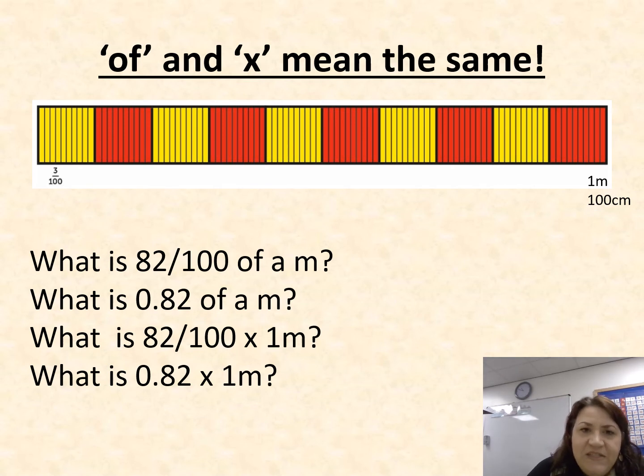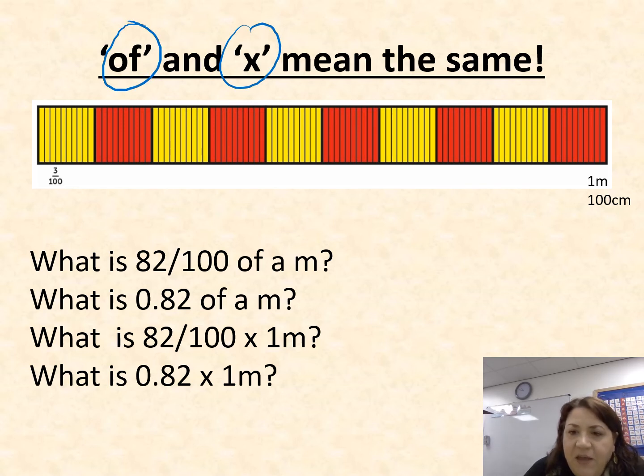Okay, back to hundredths again. Of and times mean the same, but this time we're looking at metres and centimetres. So this time, how many centimetres are there in a metre? There are 100. This makes it easier because each of these is now worth 1. Before, when there were 1,000, they were all worth 10, but now they are actually worth 1 because there are 100 centimetres. So this one is super simple. Right. 0.1 would be here, 0.2 would be here.